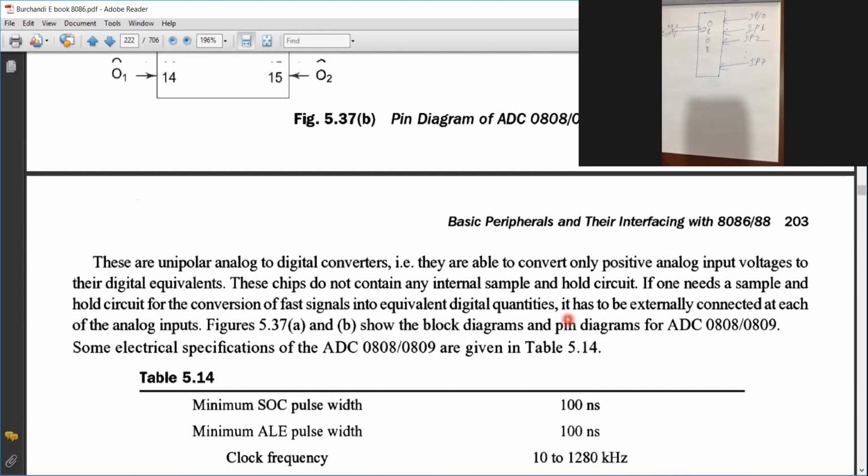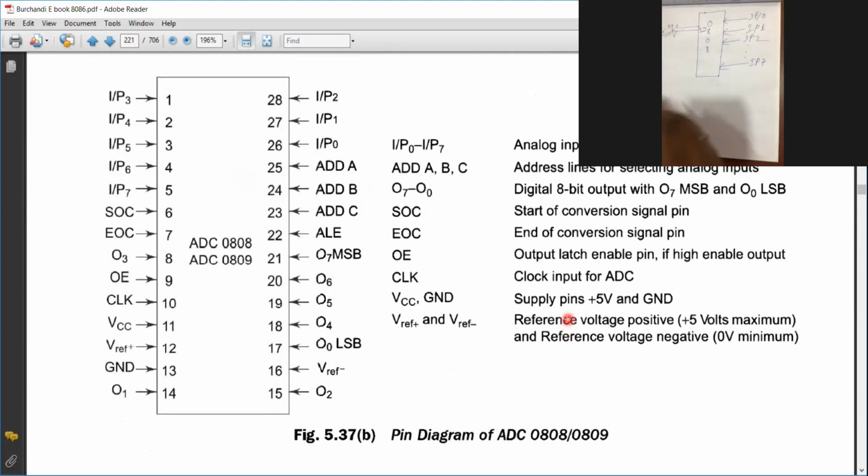So what is the function of ABC? Just CBA table: 000 is input channel 0, 001 is input channel 1, similarly 111 is input channel 7. So 8 analog channels you can select using address A, address B, and address C. Is it clear to everyone? Using address A, address B, and address C, you can select any analog channel.